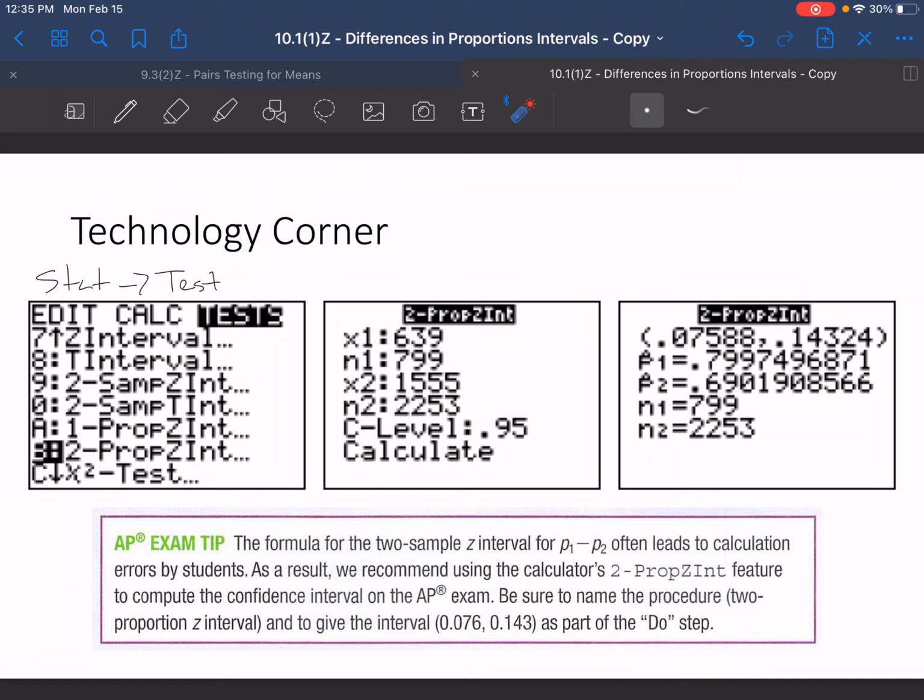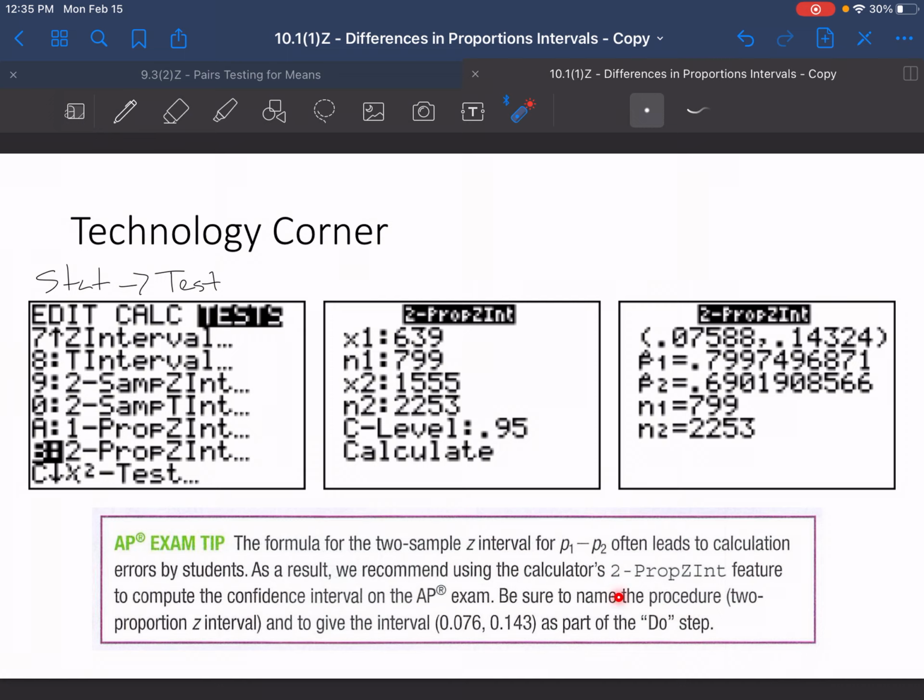And we are pretty much good to go. One last tip for the AP exam and for these readers. The formula for the 2 sample z interval for P1 minus P2 often leads to calculation errors by students. As a result, we recommend using the calculator's 2 prop z-int feature. So they want you to use this. Don't shy away from using that. It's a heck of a lot easier than doing all that math, and it's probably going to get you the right answer. So they want you to use it.